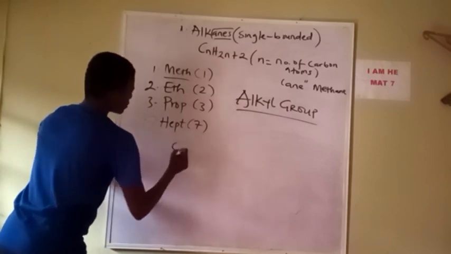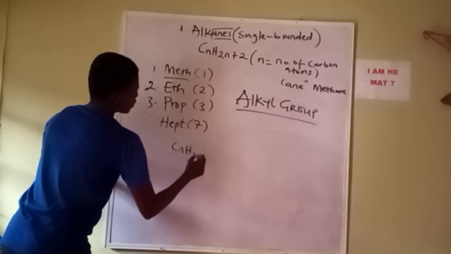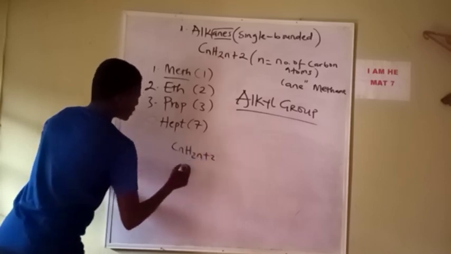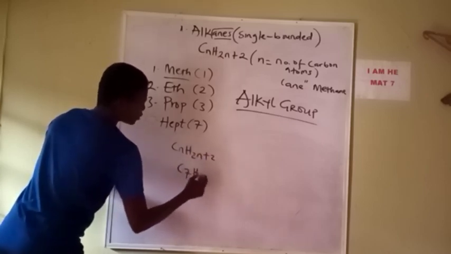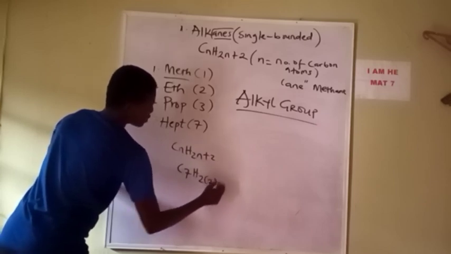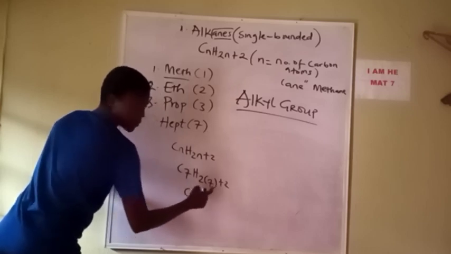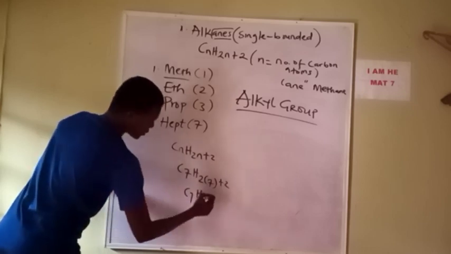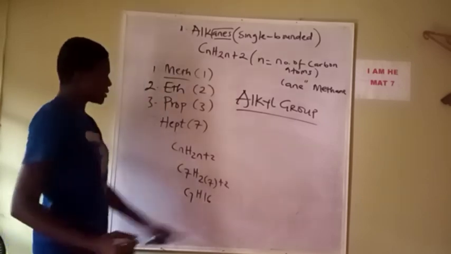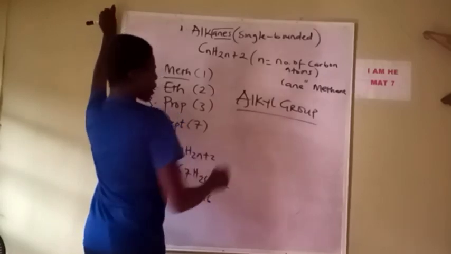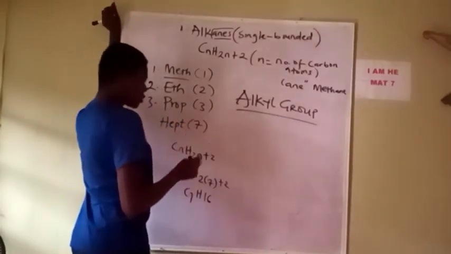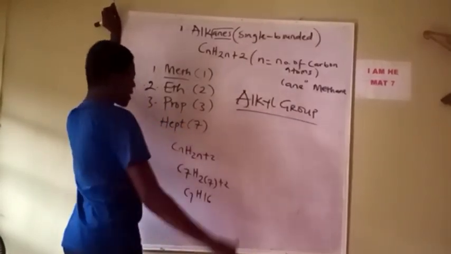That's CnH2n plus 2, right? So n is what? 7. H2 into 7 plus 2. So that's C7. 2 times 7 is what? 14 plus 2. That's what? 16. So we're having C7H16. Okay. So I want to do something. I just want to add up this alkyl group to it.